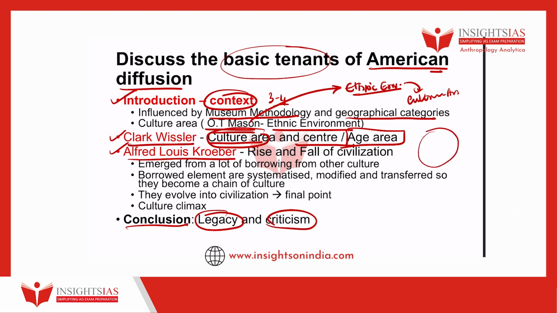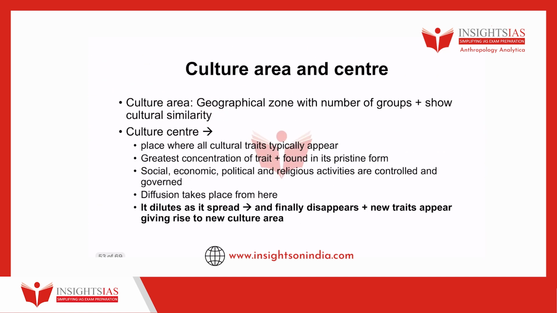Then you also have to write about the culture center. For example, he pointed out that in each culture area you had a culture center. This was a core area where all socio-economic, political, religious activities were controlled and governed, and from there diffusion took place. That's what he says with respect to culture area.